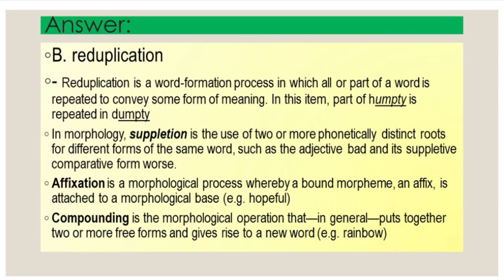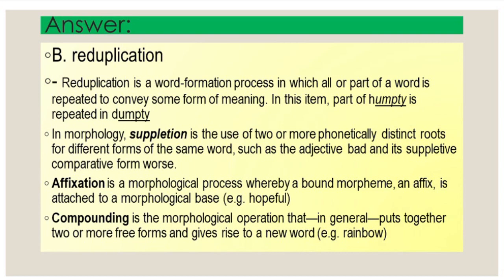Affixation. This is a morphological process whereby a bound morpheme, a morpheme that cannot stand alone, needs to be attached to a root word or to another word in order to have significant meaning. So we can say an affix, which can be a prefix, an infix, or a suffix, is attached to a word. For example, the word hopeful, there is a suffix there, full. So hope with full becomes hopeful, we form a new word. And hopeful is formed through affixation.